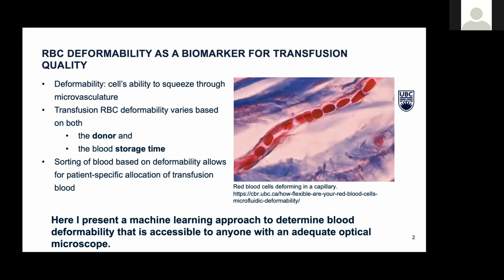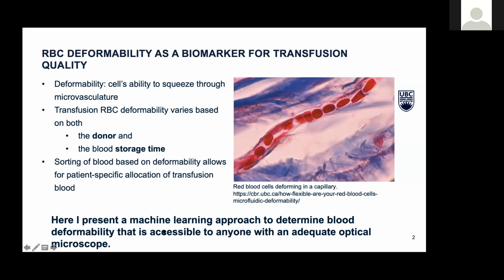This deformability is an important biophysical property that determines the cell's ability to squeeze through and navigate the body's microvasculature. Transfusion red blood cell deformability varies based on both the donor and the blood storage time. The sorting of blood based on deformability would allow for patient-specific allocation of transfusion blood, where for chronic transfusion patients, they should receive long-lasting or more deformable blood to increase the time between needed transfusions. And for acute injury patients, they should receive short-lasting or more rigid blood, as they just need a blood top-up and can normally produce an adequate blood supply.